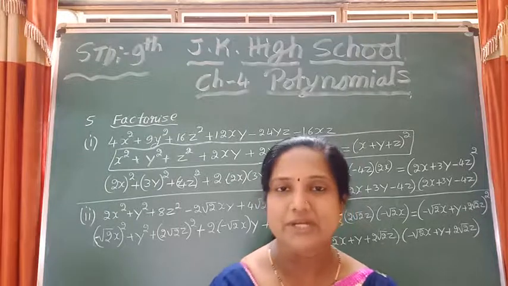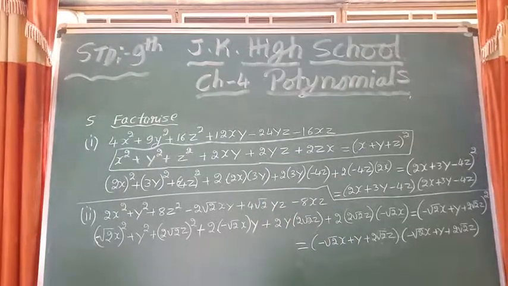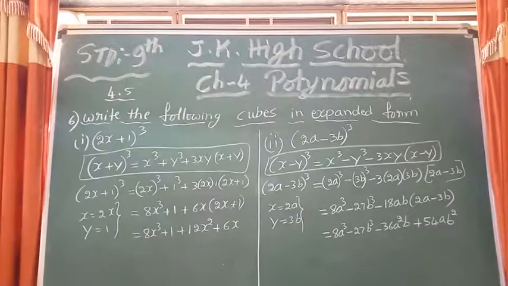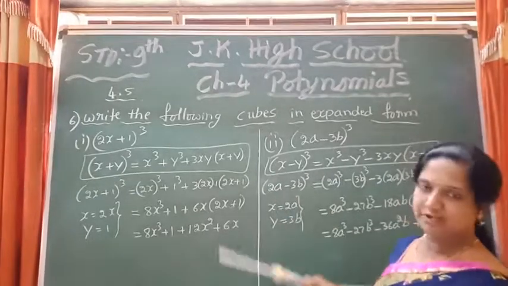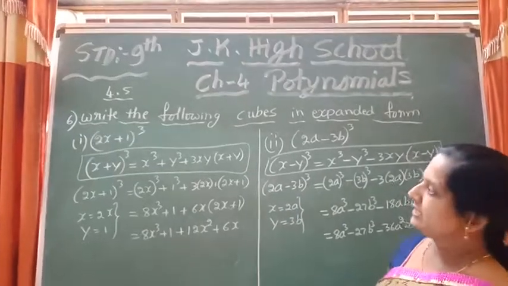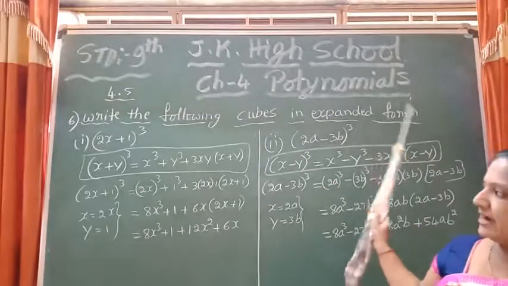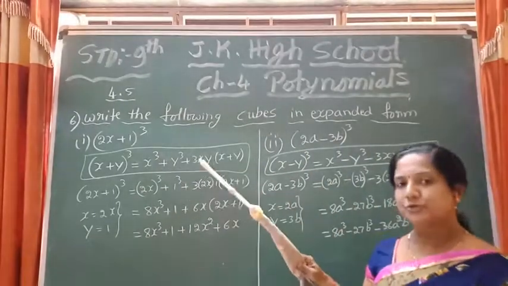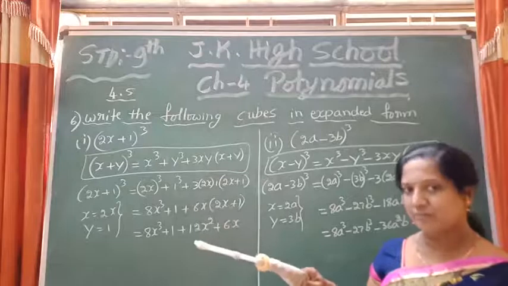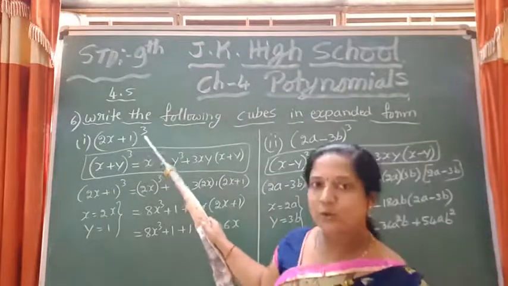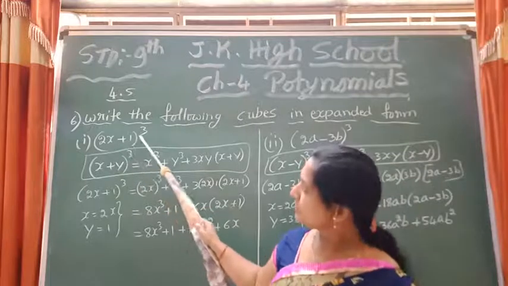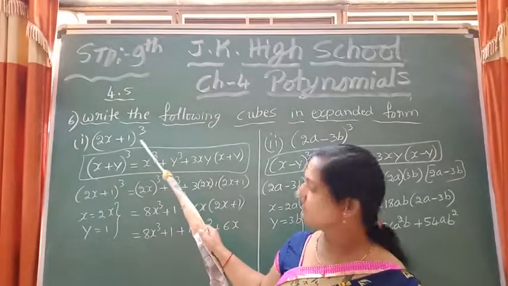Okay children, copy down. This heading is exercise 4.5, question 6. Write the following cubes in expanded form. They gave some cubes, and we have to write them in expanded form by using identities. See, the question is (2x + 1)³, which is the given cube.